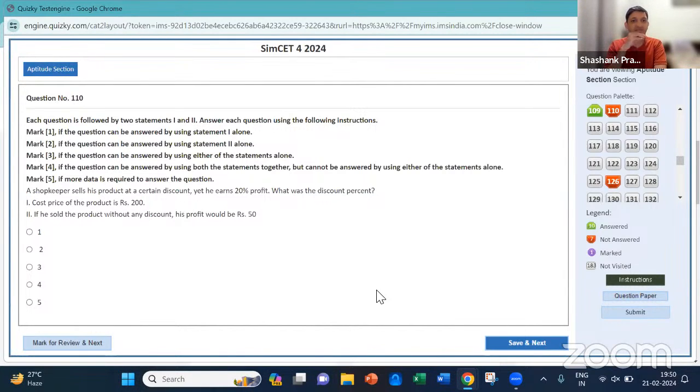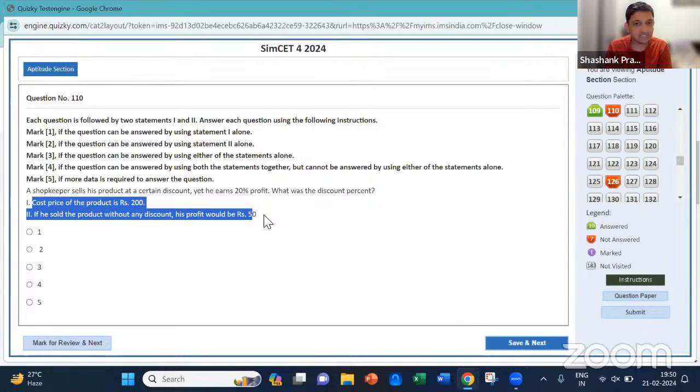ठीक है? Anyway, so cost price is 200 using both the statements. Let's say cost price is 200. Without discount, profit would be 50, so 250. But now his profit is 40. So discount percentage is 10 by 250, which is 4%. So using both the statements, I think we should be able to get it.